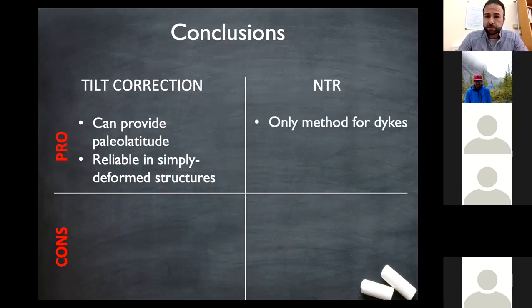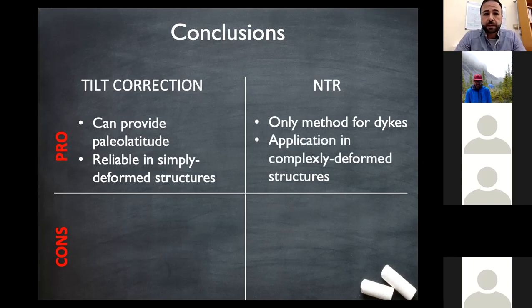The benefit of applying the net tectonic rotation analysis is that it's the only method necessary for dykes, especially sheeted dykes that were originally vertical. So if you're dealing with that, you need to apply a net tectonic rotation analysis. And the other pro is that the application can be necessary in very complexly deformed structures, when you have multiple phases of deformation.